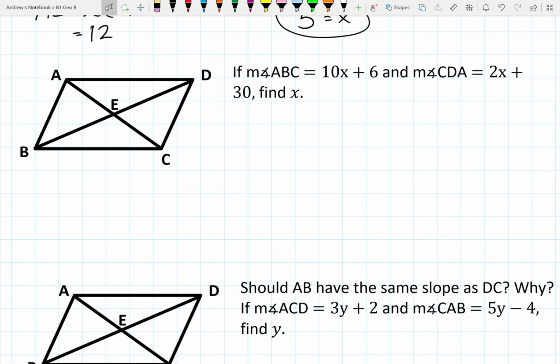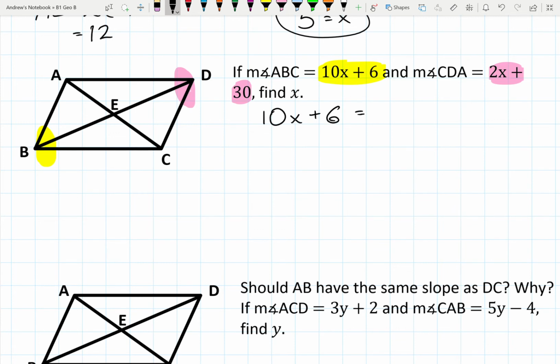For this one, we've got that the measure of angle ABC, so this angle down here, is 10x plus 6. And the measure of angle CDA, right up there, is 2x plus 30. So 2x plus 30 is the pink, 10x plus 6 is the yellow. Again, we're trying to figure out how I can set this up to find x, which is what it's asking for. So I'm taking a look and saying, what's the relationship between those pieces of information? On this one, they're opposite angles. When I have two opposite angles, I know that I can set those measures equal because they should be the same thing.